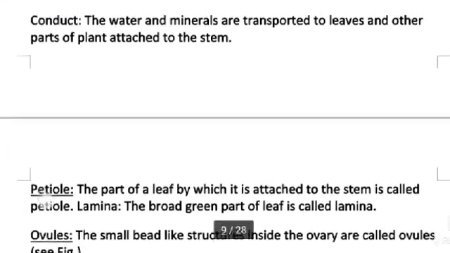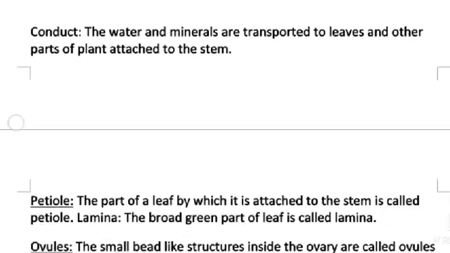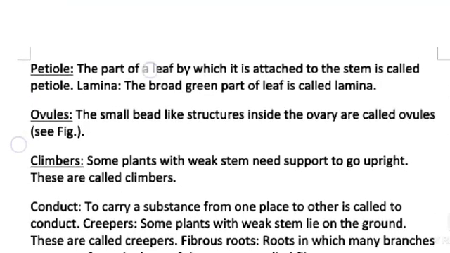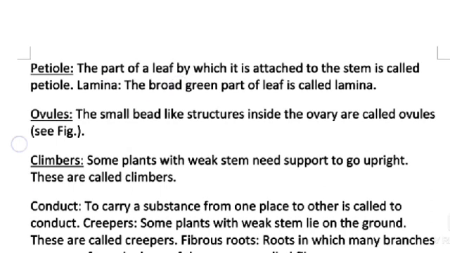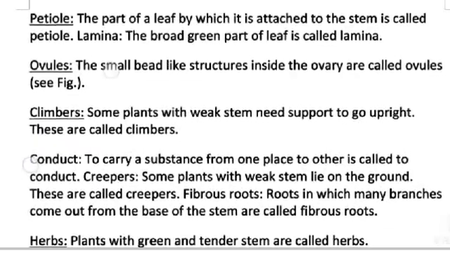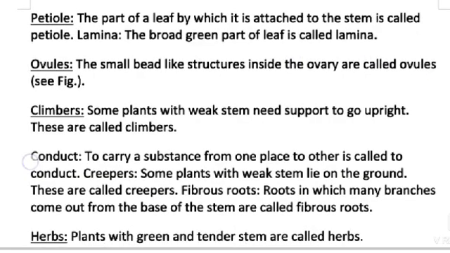Conduct the water and minerals or transport to leaves and other parts of the plant attached to the stem. Petiole, the part of the leaf by which it is attached to the stem, is called petiole. Lamina, the broad green part of the leaf, is called lamina. Ovules, the small bead-like structures inside the ovary, are called ovules.